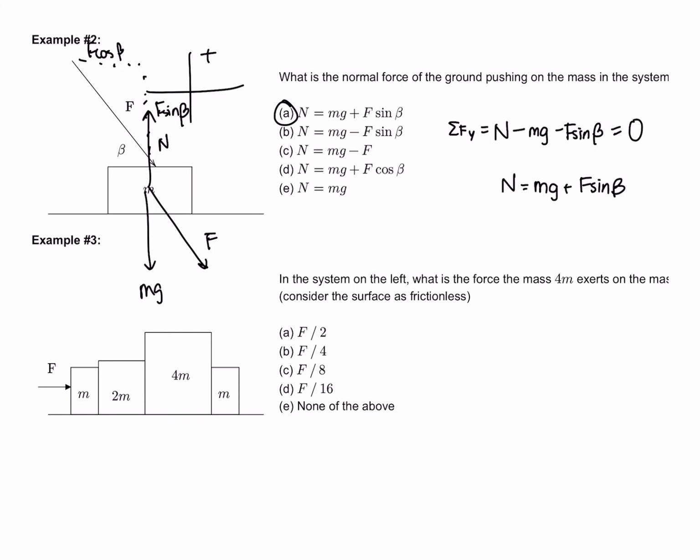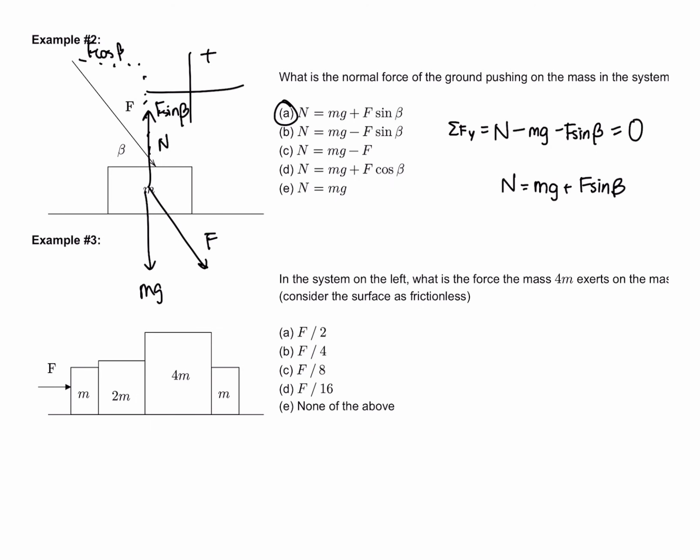So for example number 3, it says in the system on the left, what is the force the mass 4m, so this guy, exerts on the mass m? It got cut off, but that's what it says. And we know that the surface is frictionless, so friction doesn't matter.